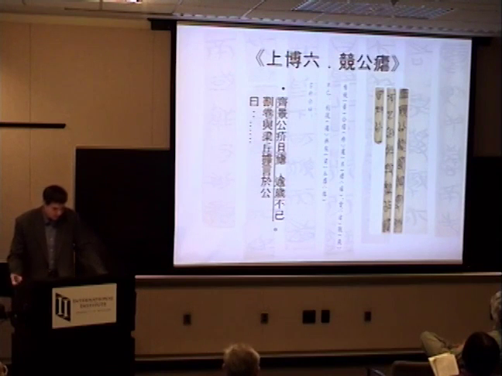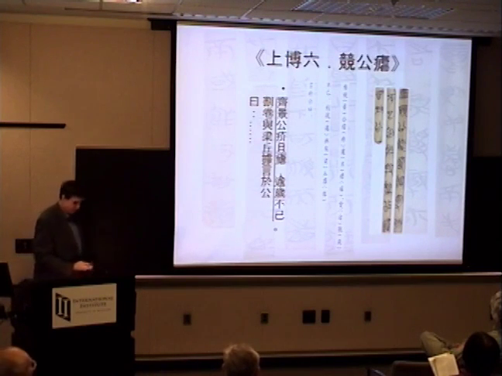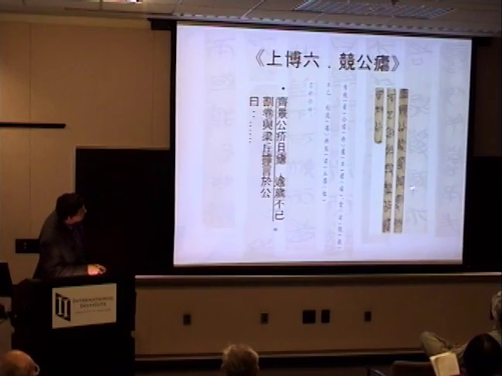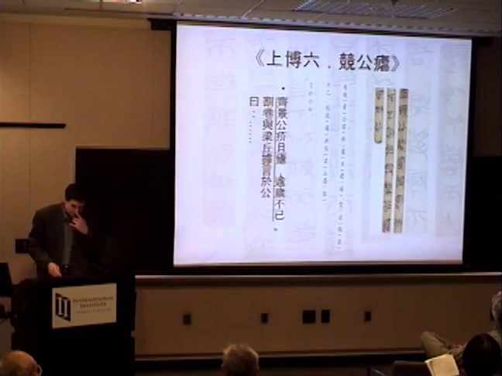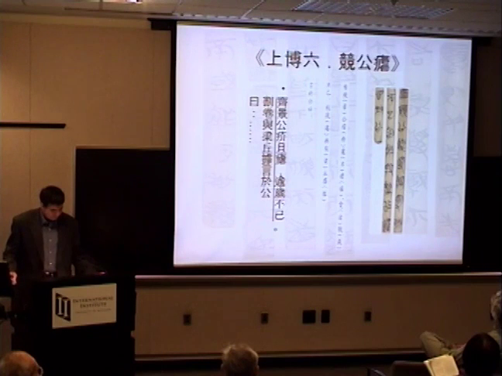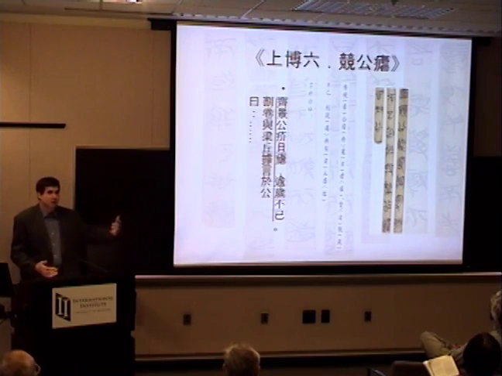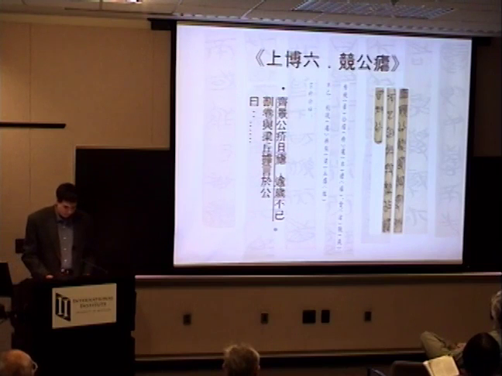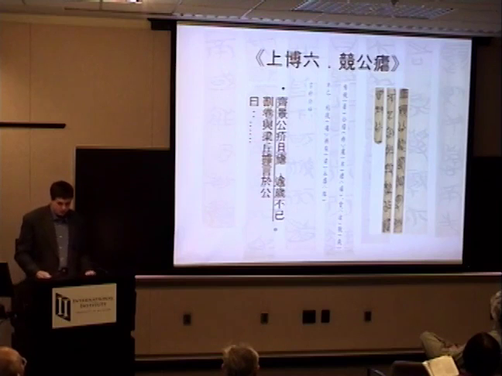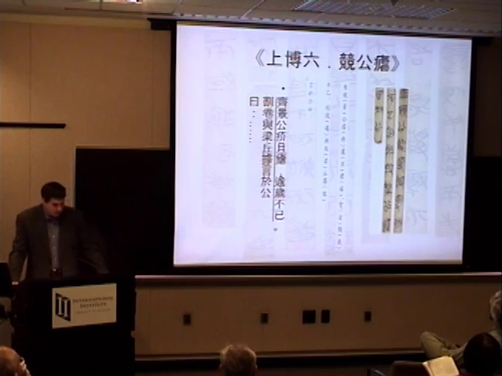And as you can see, the graph read Nue, the sixth from the top, right here, is made up of the illness radical on the left, and on the right a combination of a tiger over mouth. And the latter combination is understood here to be the graph Nue, meaning to abuse or injure. But let's take a closer look at this graph and the elements that make it up.